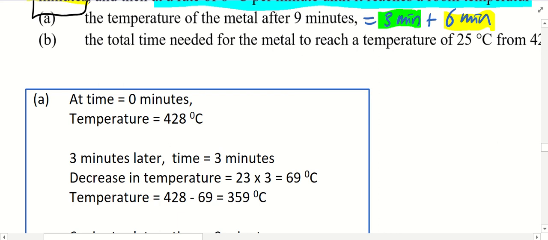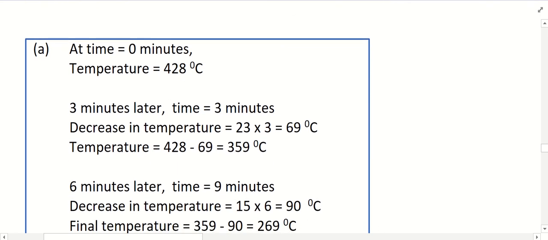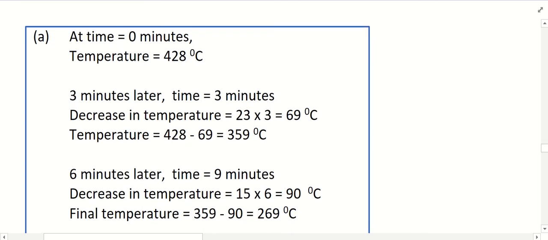Okay, now again, please follow. First, try to mimic how I do my presentation, because you need to make your answers very, very clear to the examiner which part or which time you are referring to. Okay, so how do we do this? At the start, when time is 0 minutes, we know that the temperature is 428 degrees Celsius. This is when the metal just started cooling. This one is given in the question.